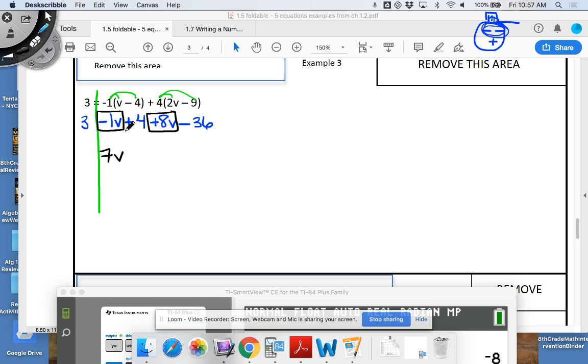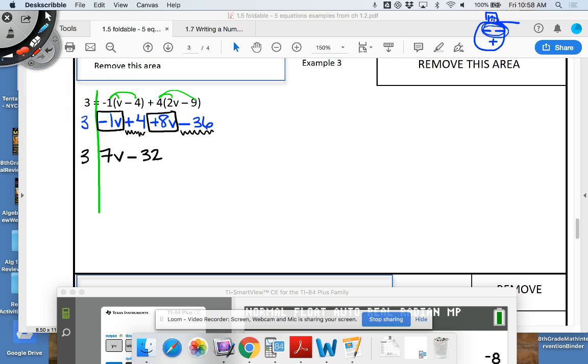Then I see I have a lonely plus 4 and a lonely minus 36, and those are on the same side, so I can combine those as like terms. So I would do positive 4 minus 36. It's negative. What is it? Negative 28? 30? No. Negative 32. Oh, yeah. Okay. And the 3 is still boring over there, just hanging out by itself.